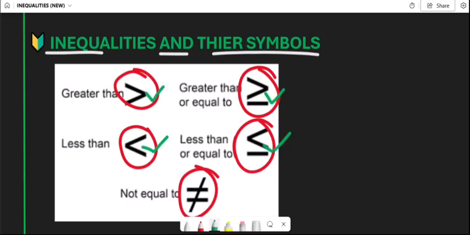So let's see how we can use our greater than, how we can use our less than, likewise how we can use greater than or equals to, likewise how we can use less than or equals to. How do we use them?